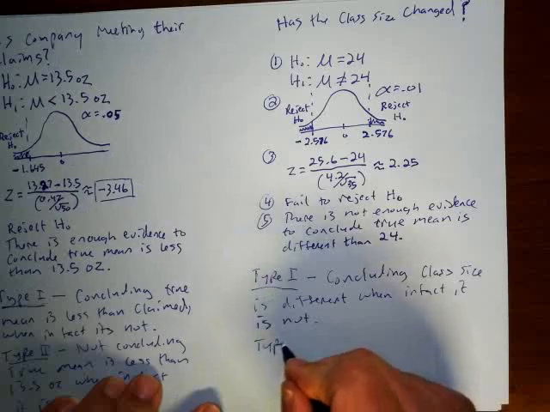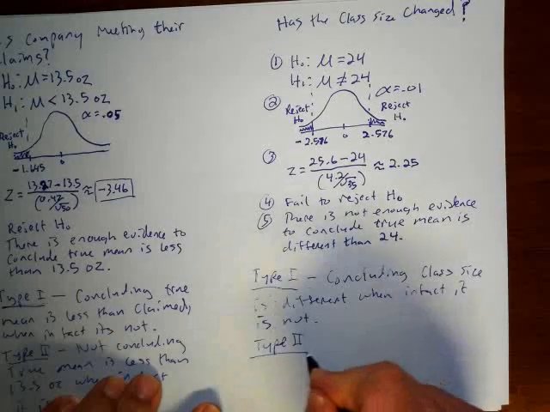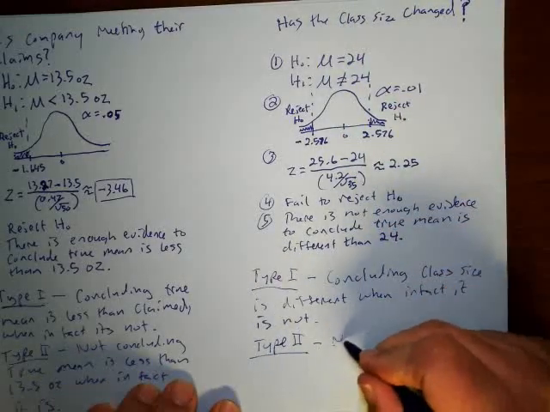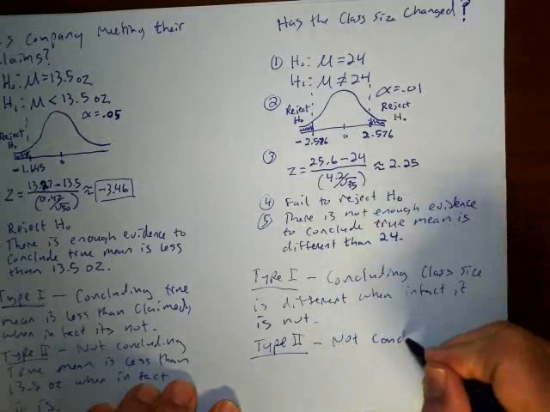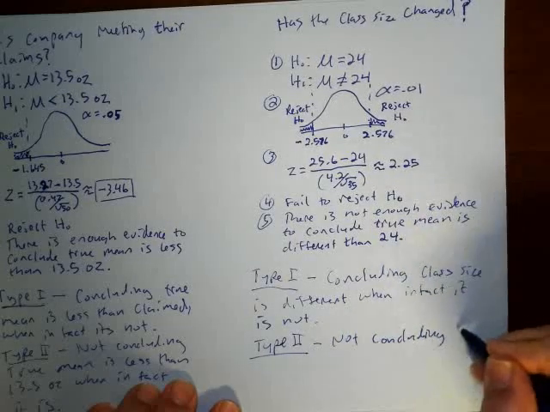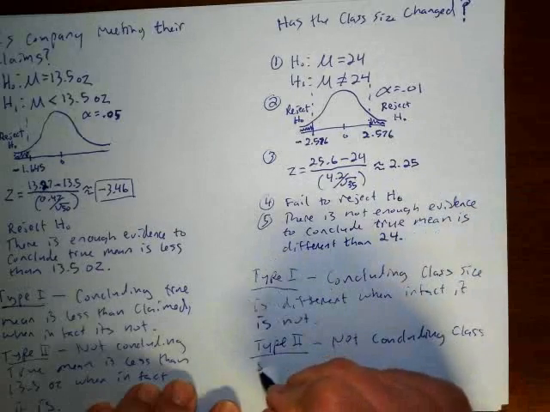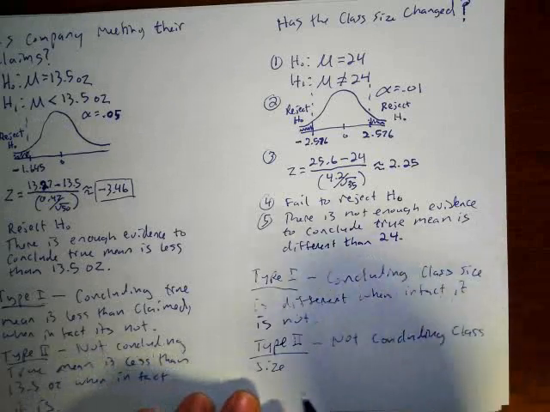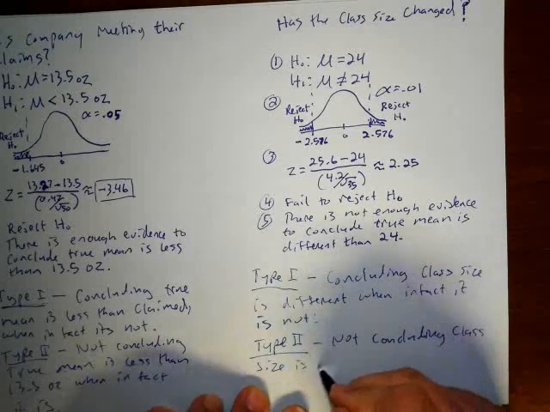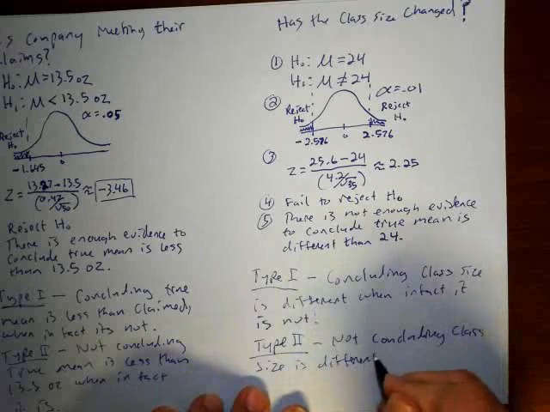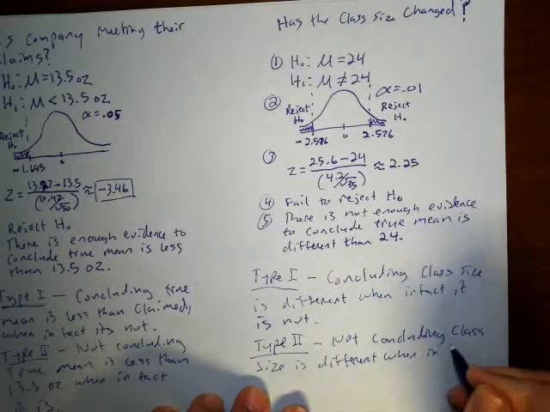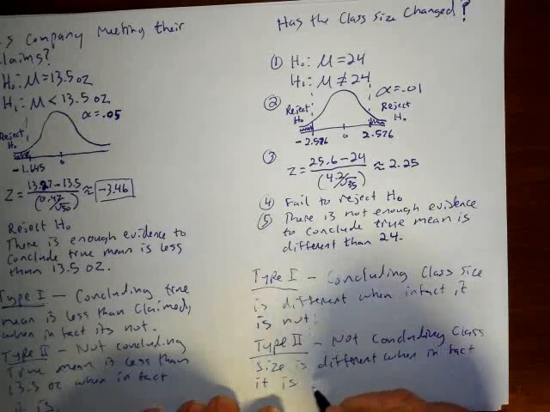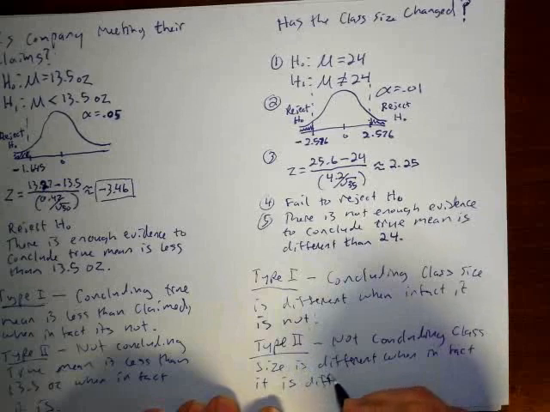The type 2 error would be accepting H0 when H0 is false. So this would be not concluding that the true mean class size is different when in fact it is different. Okay?